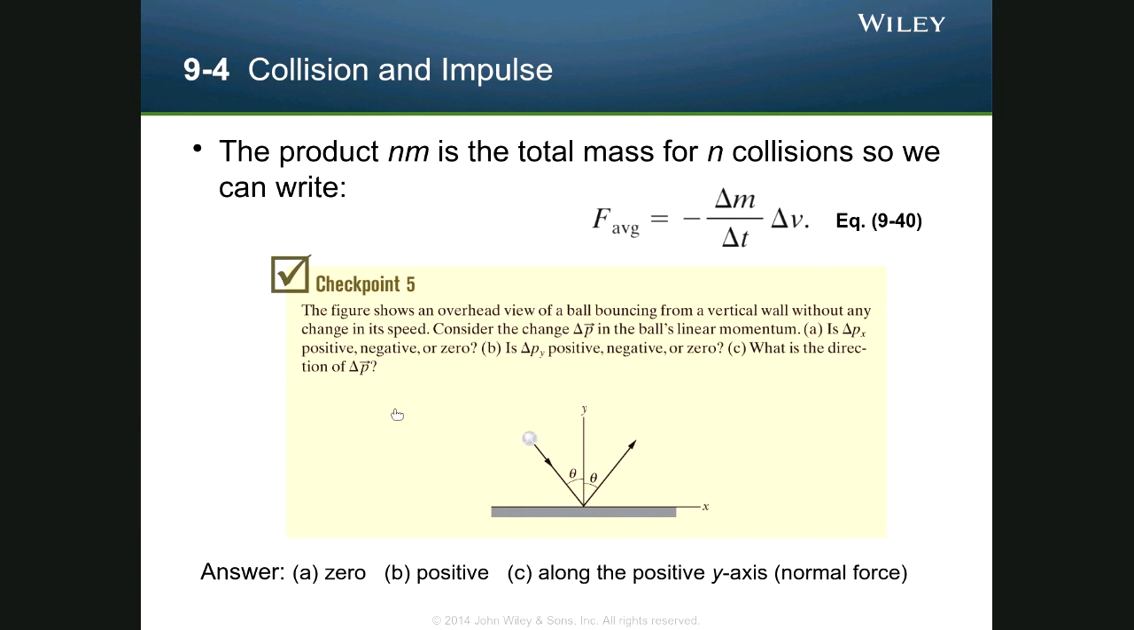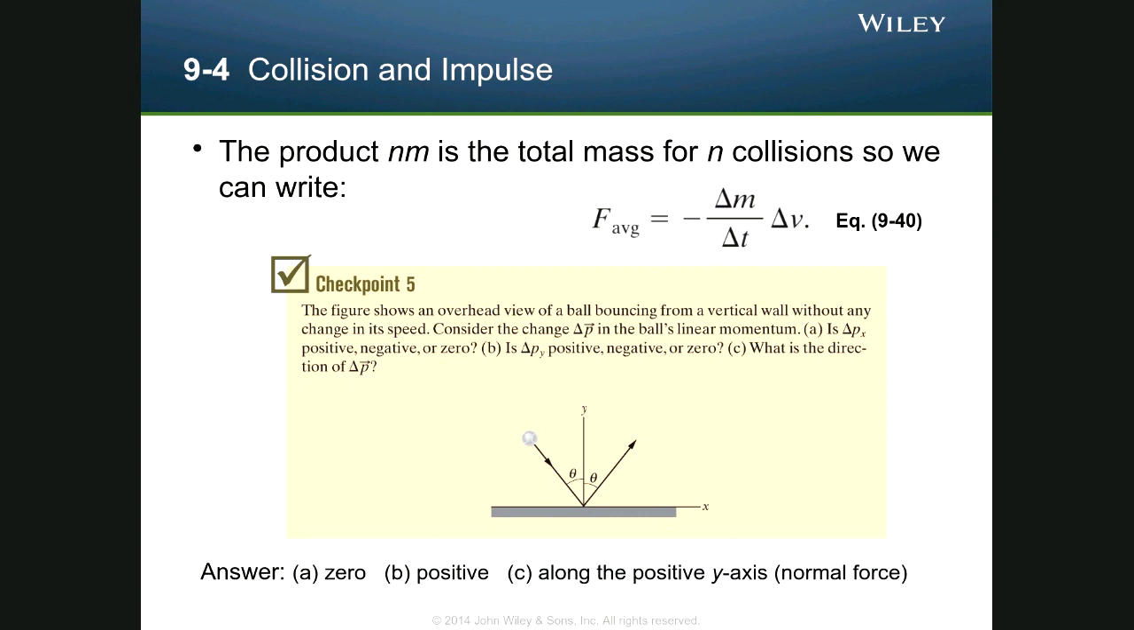The figure here shows an overhead view of a ball bouncing from a vertical wall without any change in its speed. We want to consider a change delta p in the ball's linear momentum. So we want to see, is delta px positive, negative, or 0? Well, we have the answers, but let's at least try and understand them.